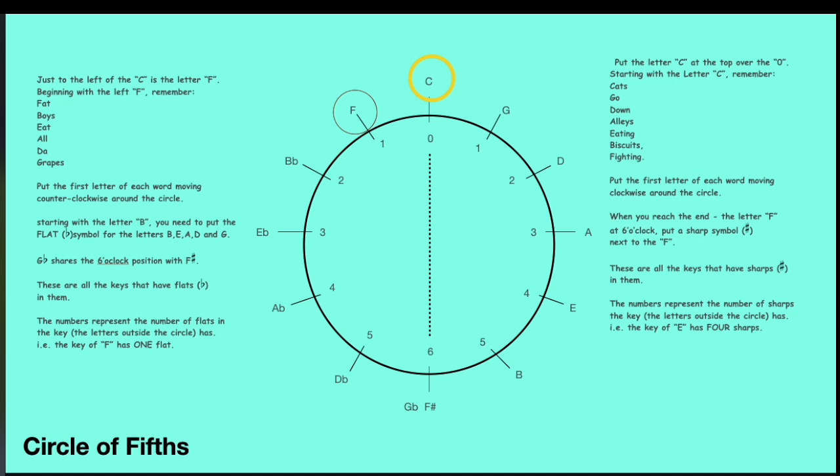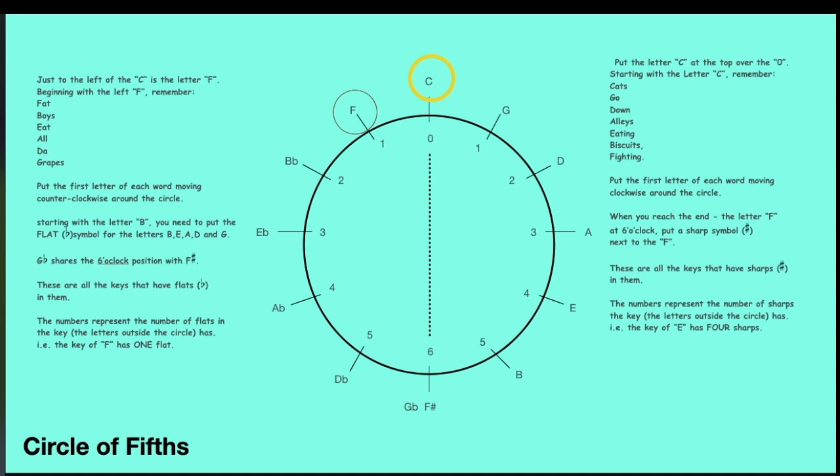Now, look at the letter C. I've got it circled in yellow in case, though I'm pretty sure everybody can read well enough to know that's the letter C. But starting with that letter C, going clockwise, remember that cats go down alleys eating biscuits, fighting. And again, 0, 1, 2, 3, 4, 5, and 6. The first letter of each of the words of that saying are the names of the letters outside the circle: C at the top, G, D, A, E, B, and F. And at the bottom, you got to remember to put a sharp with the F. No quick way to remember that. You just have to remember it.